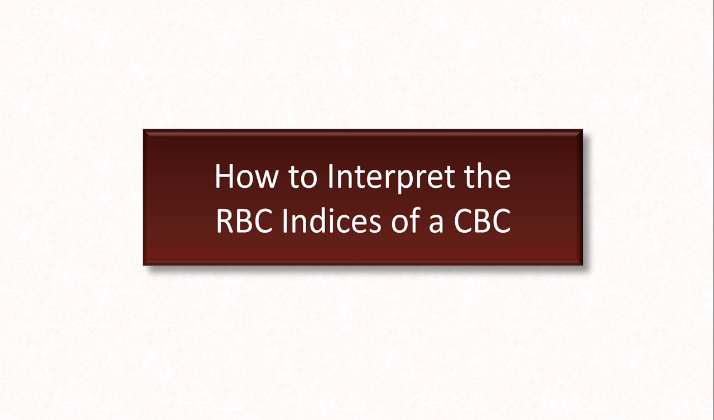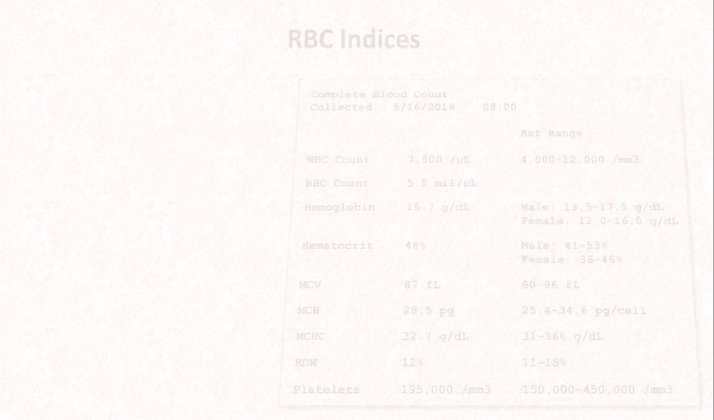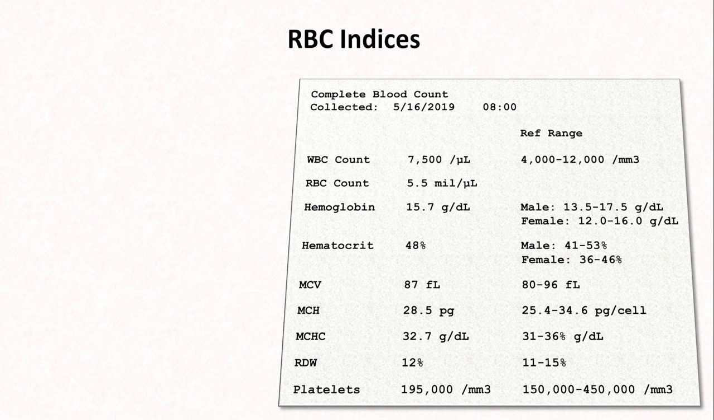Today, in preparation for an upcoming series on anemia that I'll be posting next week, I'm discussing how to interpret the red blood cell indices of a CBC, such as the hematocrit, the MCV, and less well-known values like mean corpuscular hemoglobin concentration. So here's what a typical CBC might look like when reported out by the hematology lab.